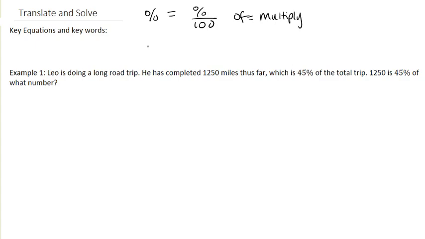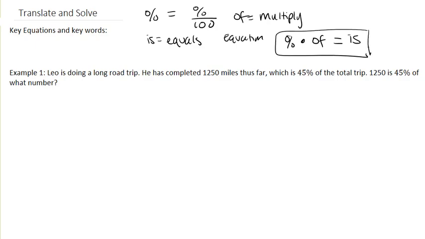And then we'll see the word "is." And this means we have an equal sign here. So how the equation looks is we have a percentage times whatever number comes after "of" equals the number after "is." So here's our key equation. So let's look at an example.